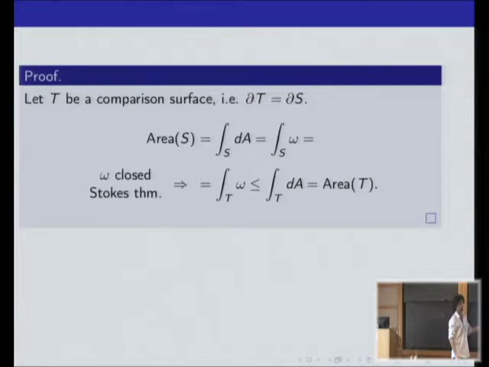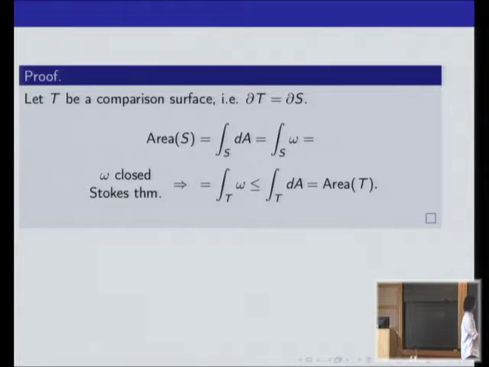Since omega is a closed form, we can obtain that T minus S is a boundaryless three-dimensional manifold. So you can apply Stokes' theorem, and by the closedness of omega, you get that the action of omega on S is the same as the action of omega on T. And now recall that omega had the special property that it's always bounded from above by the area form. So you can bound from above the integral on T of omega with the integral on T of the area form. And this gives you the area of T. So you immediately get that such a surface S is a minimizer for the area for its own boundary.